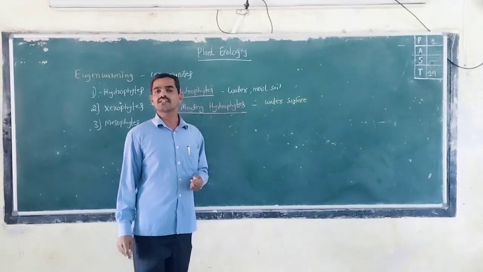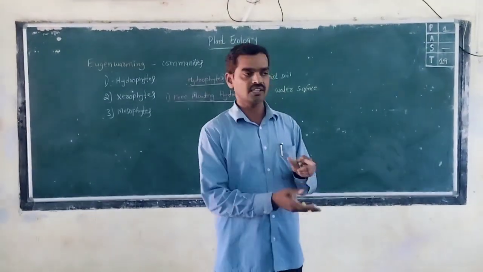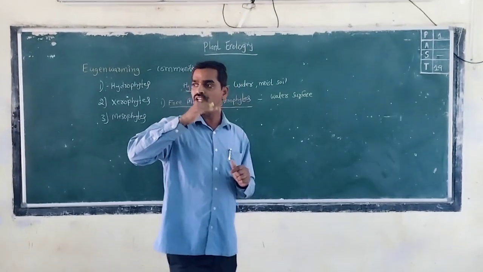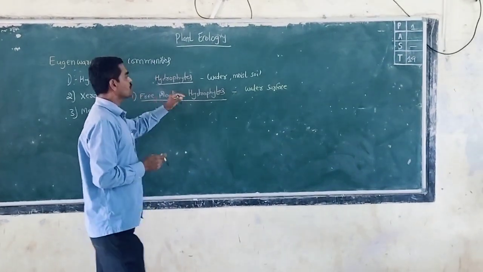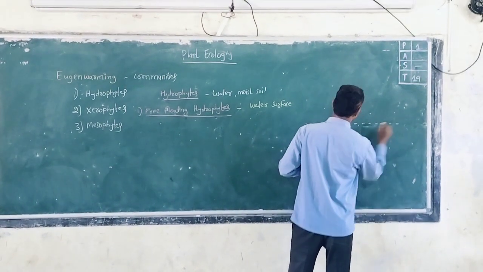They do not touch the substratum or mud, or the soil. So they freely float on the water surface. So that is called free floating hydrophytes. For example, so this is the water.